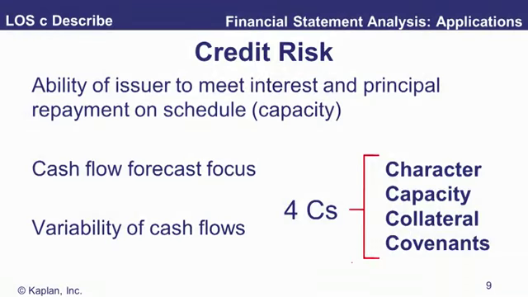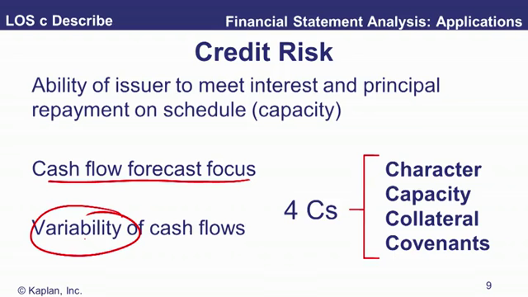Now of course, when we're looking at credit risk, it's all about a cash flow forecast focus. We need to know that the cash the company is generating is sufficient to pay interest and principal when it falls due. So not only are we interested in the size of the current cash flows, but of course the volatility of cash flows over time. The more stable our cash flows are, then of course the better the credit rating will be.